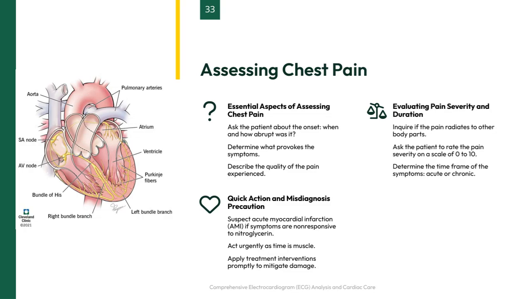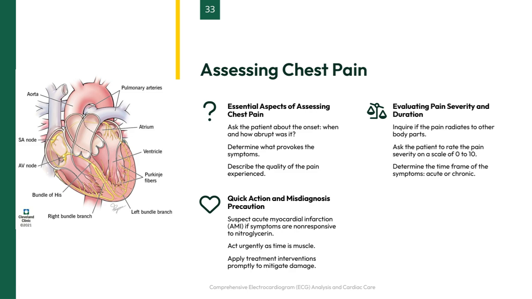When assessing chest pain, it's crucial to start by asking the patient about the onset, specifically when the pain began and whether it came on suddenly or gradually. Understanding what triggers or worsens the pain can give us important clues, so we need to explore any activities, positions, or factors that provoke the symptoms. Also, ask the patient to describe the quality of the pain, whether it feels sharp, dull, burning, or crushing. Next, we need to evaluate the severity and duration of the pain.